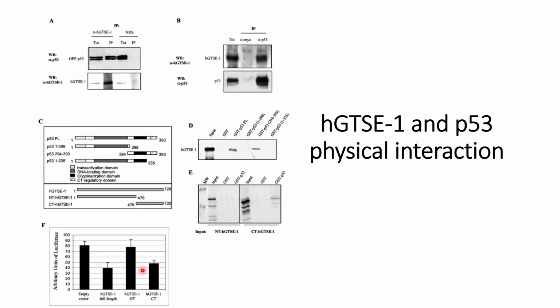When they use the N-terminal part of hGTSE-1, they see increased luciferase signals. This is because in this case they do not have the interacting C-terminal part of hGTSE that interacts with p53, so there is no control over the growth of p53. Later they did the same experiment with the CT hGTSE-1. They can see reduced growth, almost similar to the full length hGTSE-1, though not exactly the same.